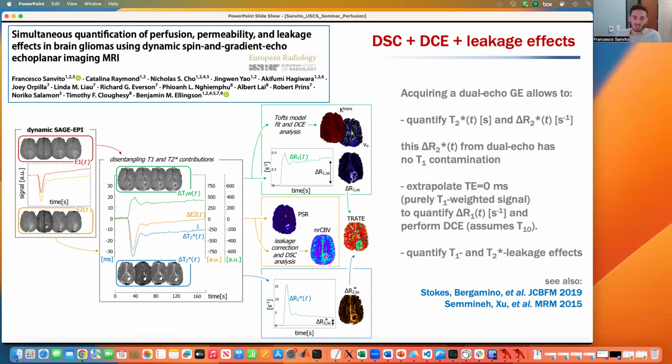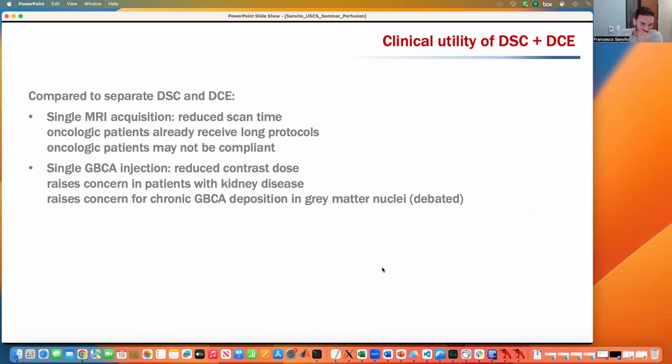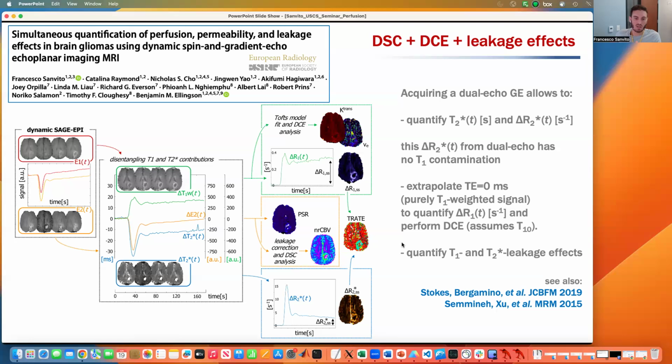Now, T2 star leakage effects and T1 leakage effects, we can combine, and these are quantitative metrics, in trait, which is a quantitative metric that calculates how much T2 star leakage effect compared to T1 effects we have. So in terms of doing DSC and DCE simultaneously, first of all, we did not invent that. That was proposed before in other studies. And trait also was proposed in a single study that was mostly a simulation and mice study.